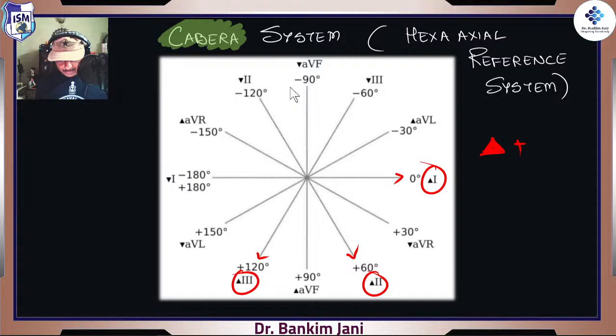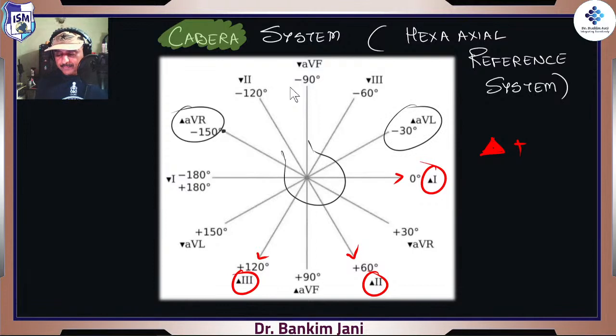See, AVR, because we are putting it on the right arm. That's the point from where we are really reading, we are watching the heart. Our heart is over here, so we are watching it from the right side. So that was AVR. Then AVL, here is the AVL, which makes sense because this is the left arm. And finally the foot, so it has to be down, so here it is the foot, and that is positive.